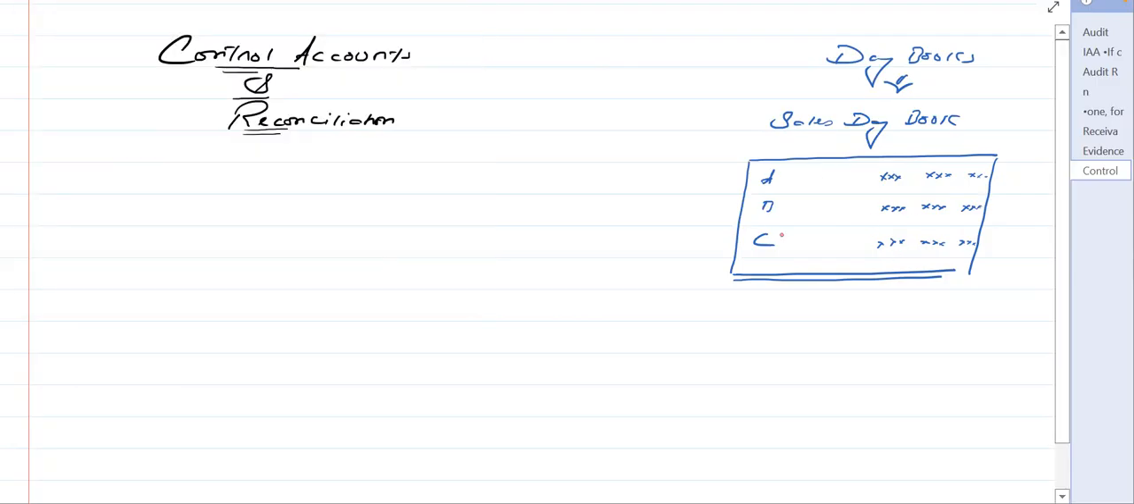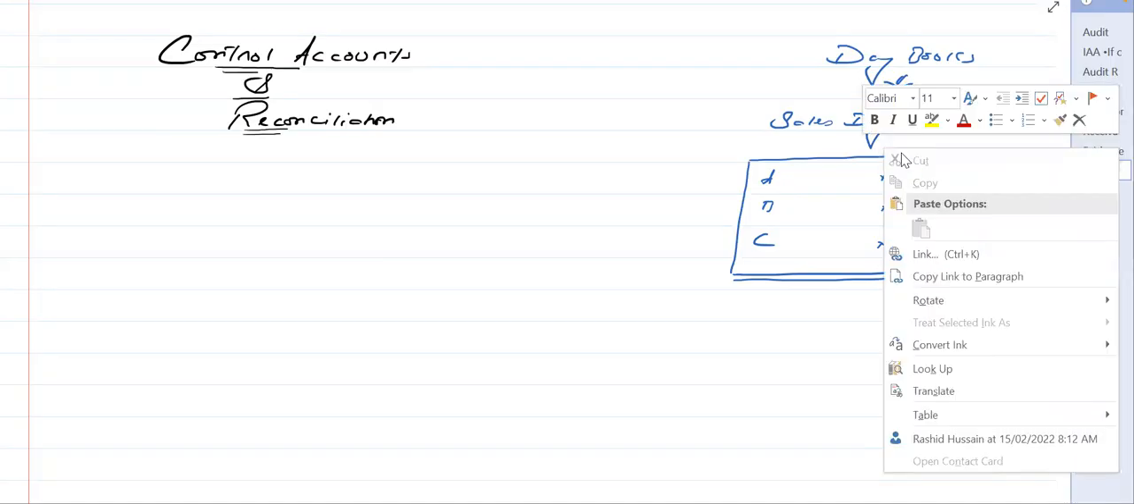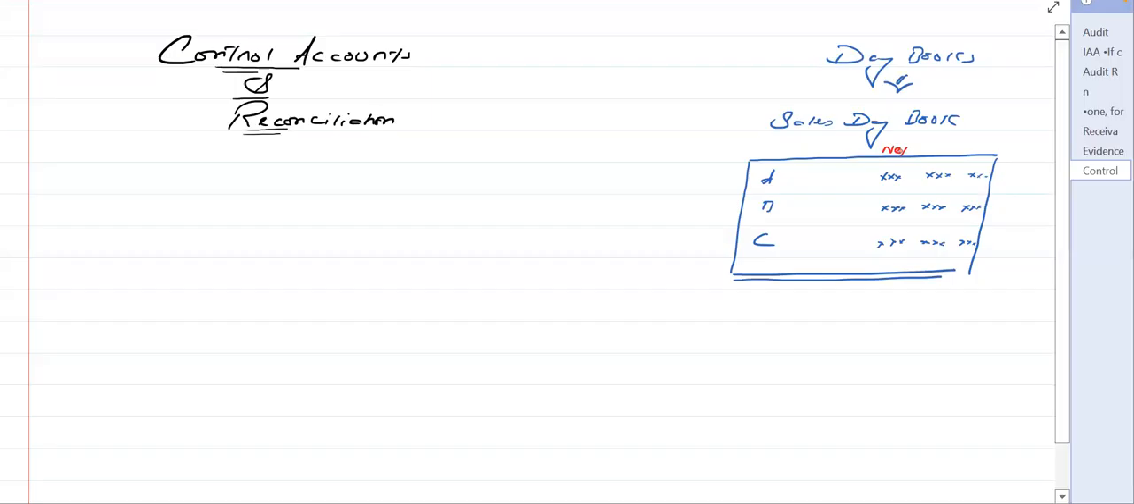Like we have the customers A, B, and C, then we have the descriptions. And then this is the net amount. Net amount means the VAT is not included within this. And then we have the VAT amount, and then we have the last figure, which is the total figure.